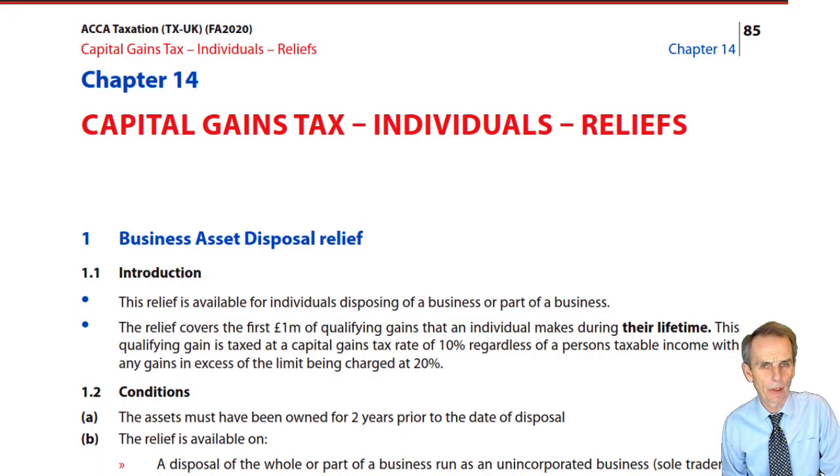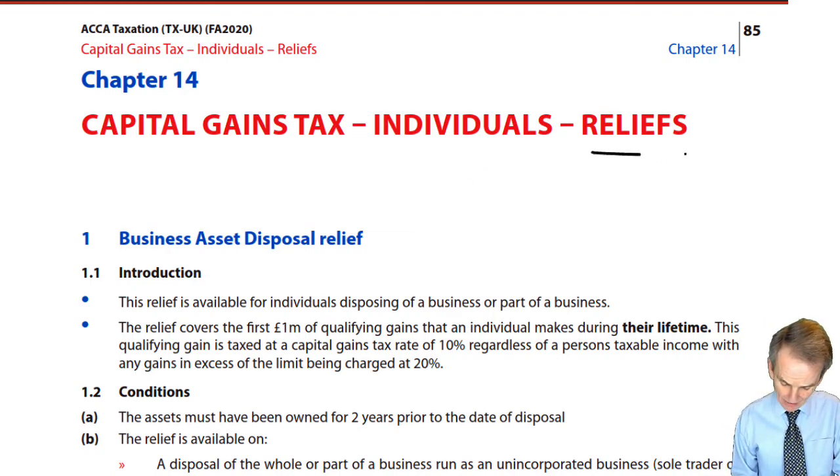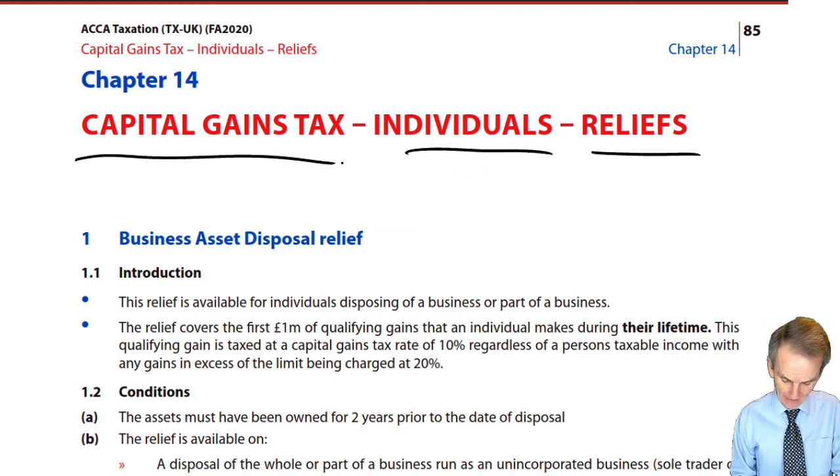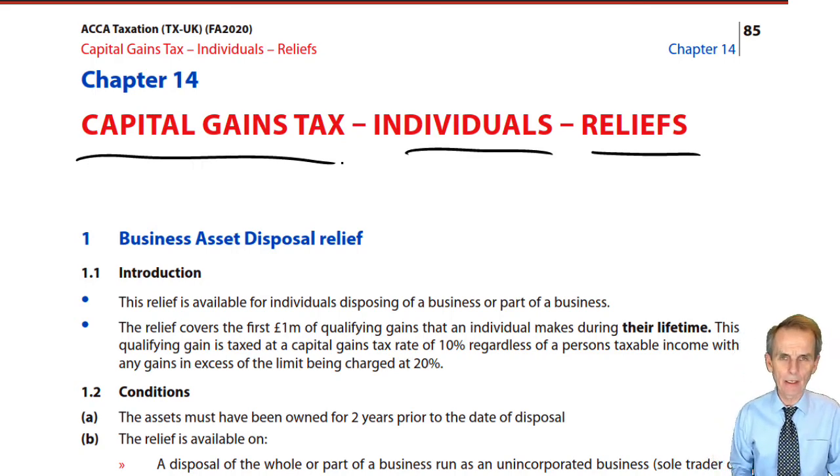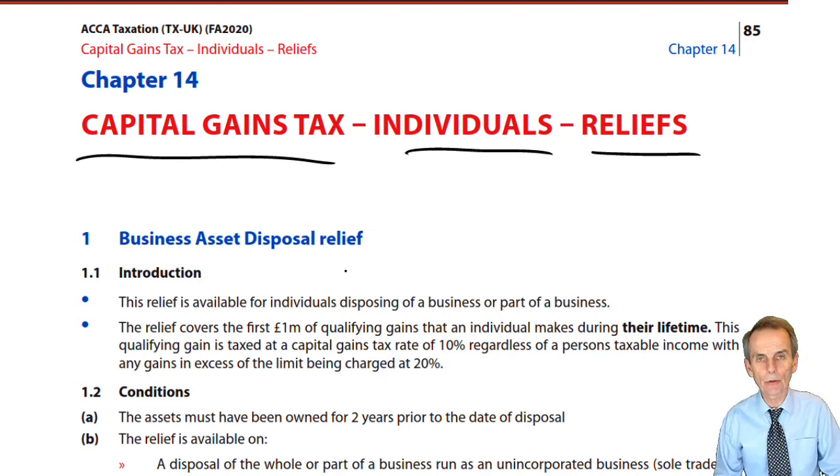In this chapter, we turn our attention to reliefs that are available to individuals within the CGT system. And before we get locked into any detail, you can see the first of those reliefs to look at here is known as Business Asset Disposal Relief.